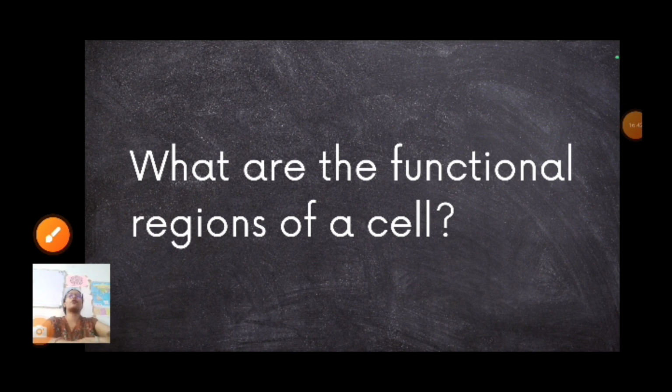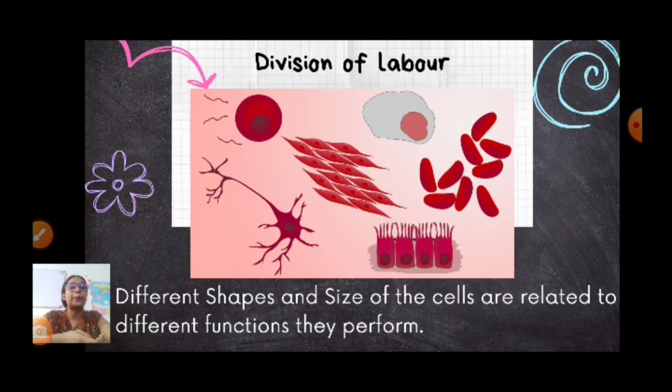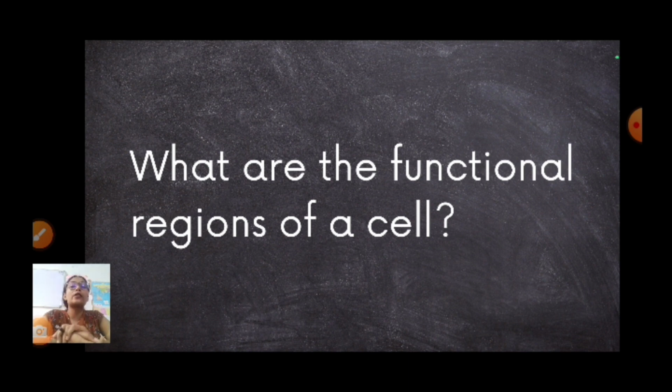This is the homework for you, ending the introductory part of this chapter. Next class we'll discuss the difference between osmosis and diffusion, which is there in your chapter. So this is the homework for you. What are the functional regions of a cell? You have to answer this in the next class, or you can answer in the comment section down below.